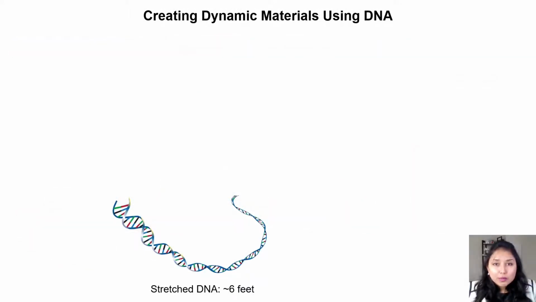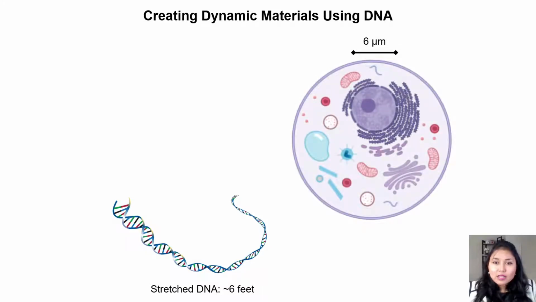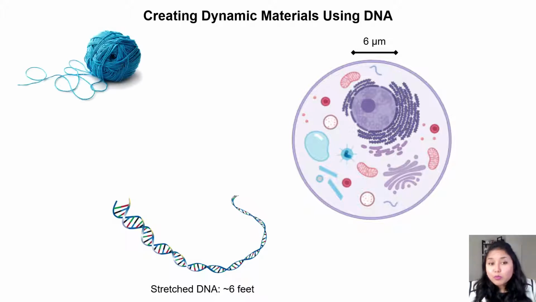So how can we build dynamic materials with DNA? To do this, we looked at nature for inspiration. In nature, DNA exists in a highly condensed state. If we were to take out all the DNA in a single living cell and stretch it out, that would be about 6 feet long. But all of this DNA exists inside the nucleus of a cell that's roughly 6 microns in diameter. How does this work? Well, we can think of it like a ball of wool.